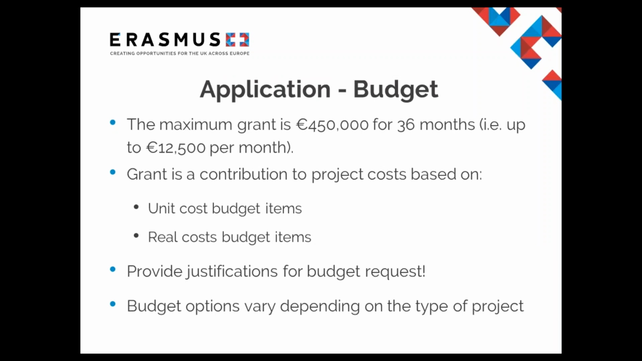Just to recap on some of the key points in relation to the Strategic Partnerships budget. The maximum budget is a variable amount defined by multiplying €12,500 per month for the duration of the project, with the absolute maximum being €450,000 for a 36-month project. However, not all projects will request or receive the maximum available budget.